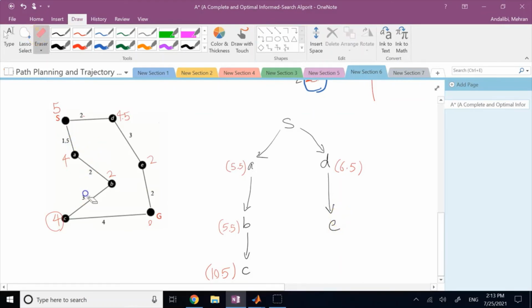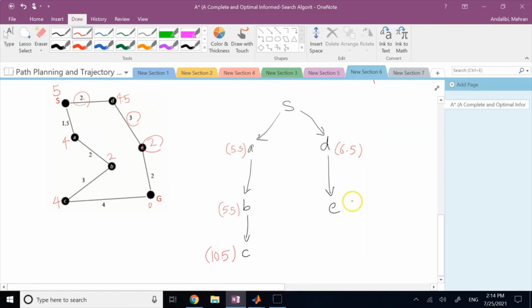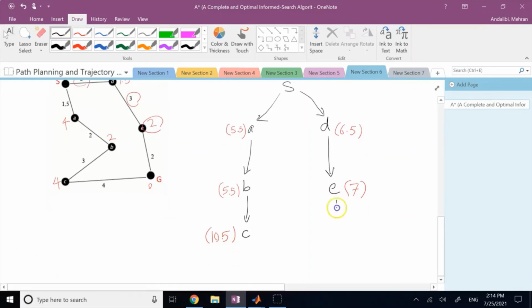Well, again, add all of the edges leading from start to E in that path, which is 2 and 3, and then the H at E. So you're going to end up at 7. 7 is clearly less than 10.5. So I keep going.